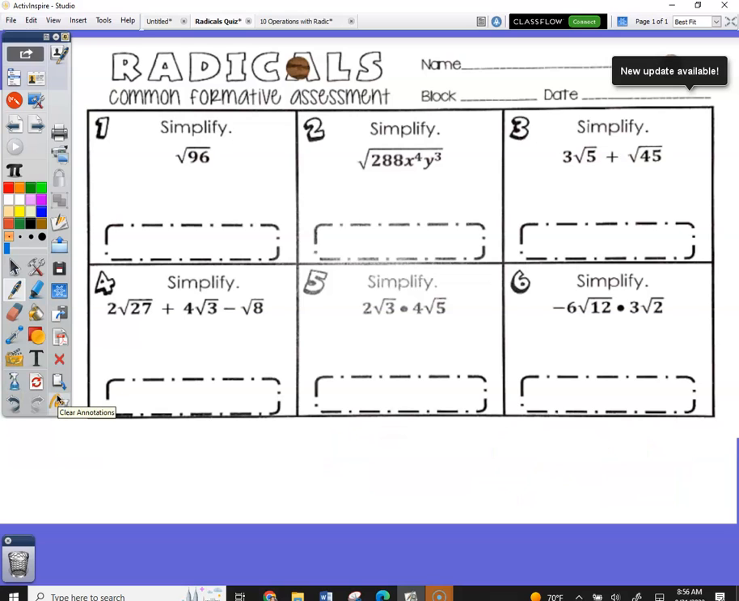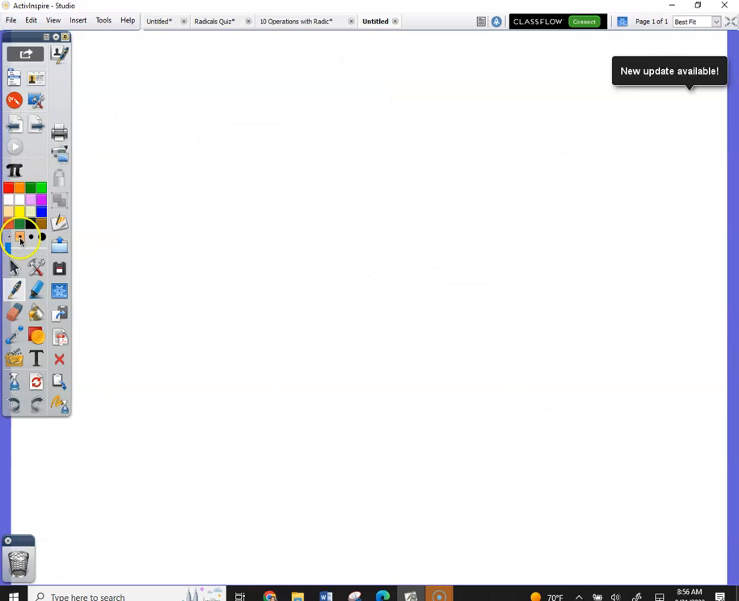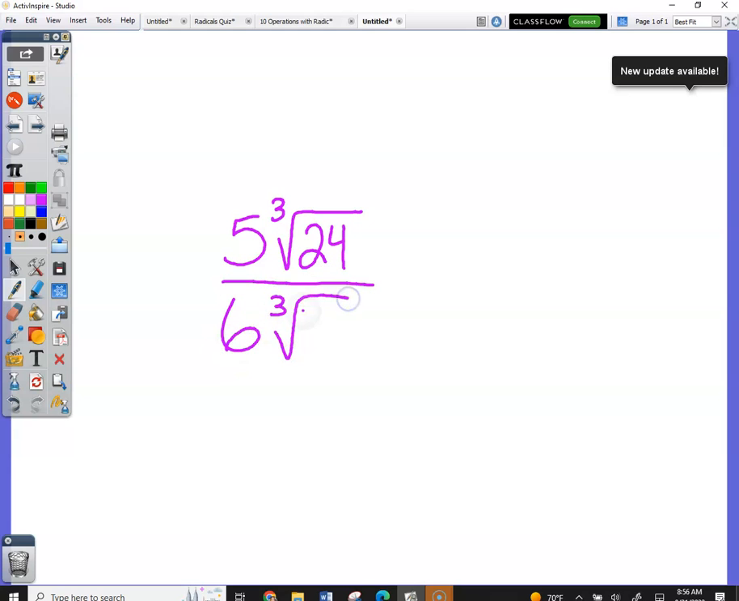If you want to write this somewhere, this was a good one. I liked it. It looks really complicated. It's actually really easy. Do you see why? What do you notice about them?